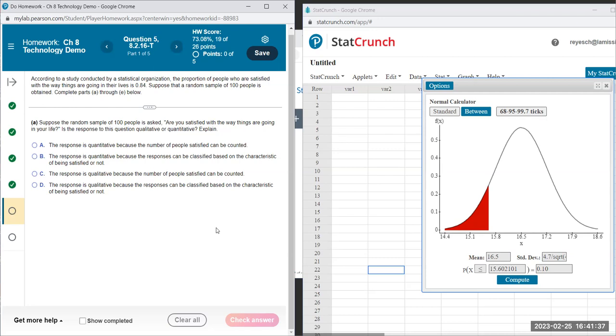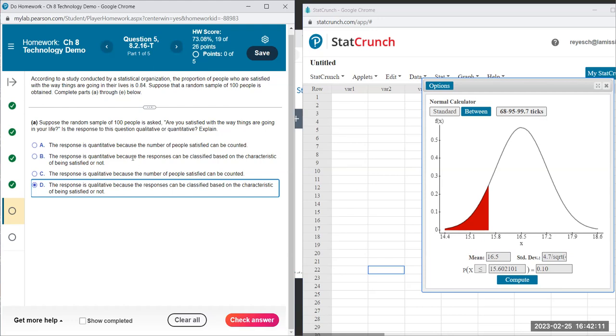Is this qualitative or quantitative? I was just discussing that because it's a yes or no question, it's categorical, and those have a quality to it. So it's a qualitative question. There's two. Because the number of people satisfied can be counted. That's true that they can be counted, but that's not what makes it qualitative. It makes it qualitative because the responses are classified as two categories, a yes or a no, that they are satisfied or not. That's what makes something qualitative, the type of response.